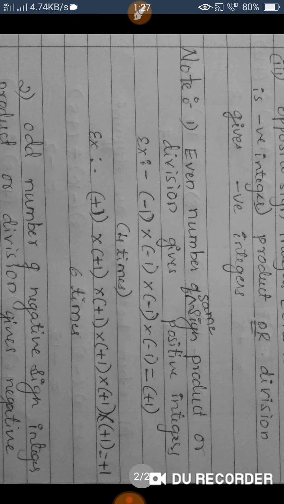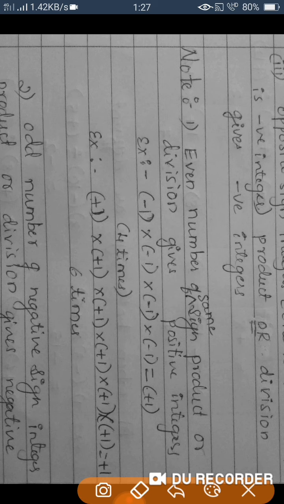When we want to multiply two or more integers, what are the rules? Note 1. An even number of the same sign. Even number means 2, 4, 6, 8 and so on. These are the even numbers. Same sign means whether you take all the integer signs as negative or positive, the product or division gives positive integers only.